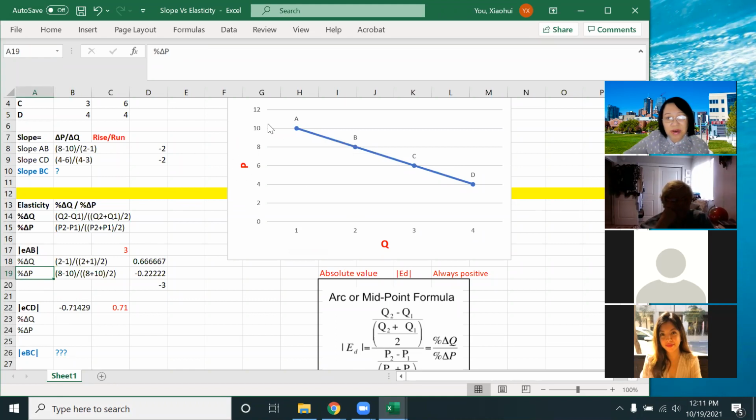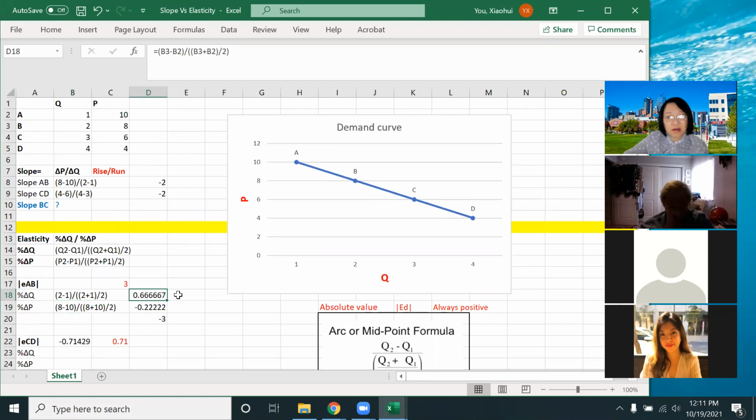Price change, see the price. That would be 8 and 10. So 8 minus 10, that's the numerator. And then the denominator will be 8 plus 10 divided by 2. And then hold it together. So this is how to calculate the price change. And then this is the calculation. So this calculation is just using cells. Using this cell to do this calculation. But no problem, I can use this value.